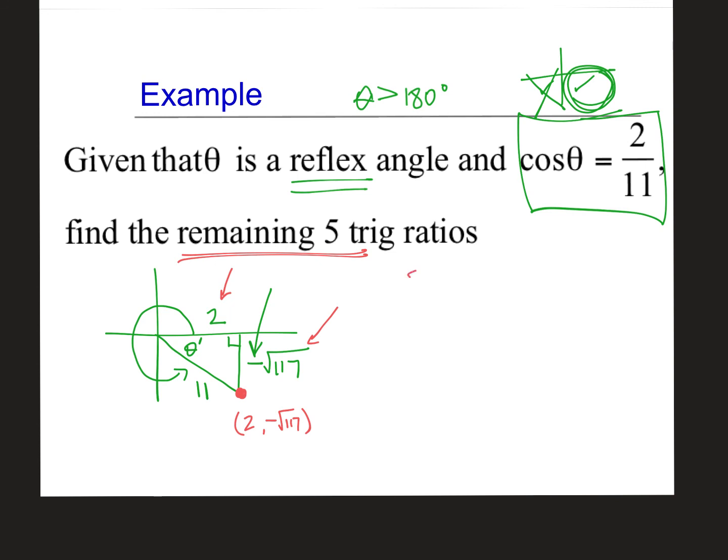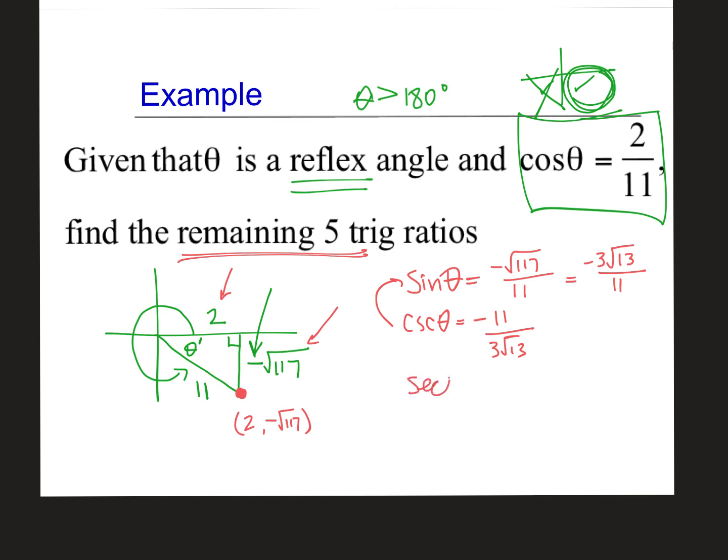So let's start with the sine. Sine, as you recall, is opposite over hypotenuse, so negative rad 117 over 11. Rad 117 actually does simplify a little bit, you guys. So it's negative 3 rad 13 over 11. All right, next, cosecant of theta, which is just the reciprocal of this one. So just literally flip it upside down, 11 over negative 3 rad 13.